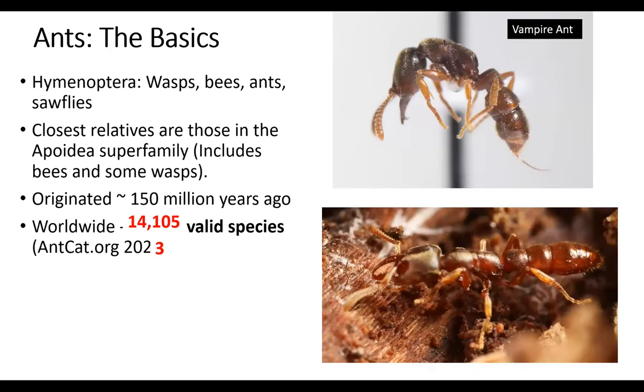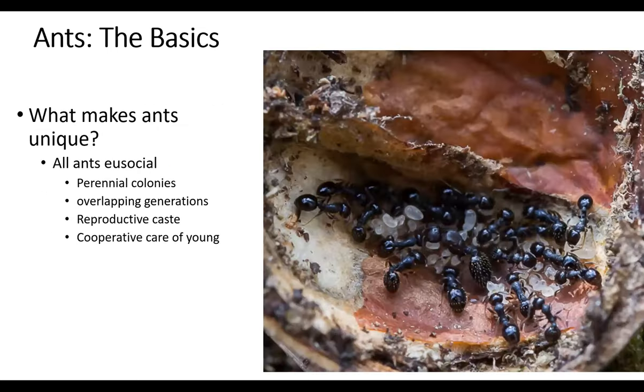Where was I? Right. So ants are being described every year. That keeps going up. And so what makes ants unique? One thing that sets them apart from their relatives in the Hymenoptera is that all ants are social. You have social bees and wasps, but the majority of the species in those groups are actually solitary. But all ants are social. So they have a caste. There's a reproductive caste, a non-reproductive caste. They're perennial colonies. And there's overlapping generations, and there's cooperative care of the young.